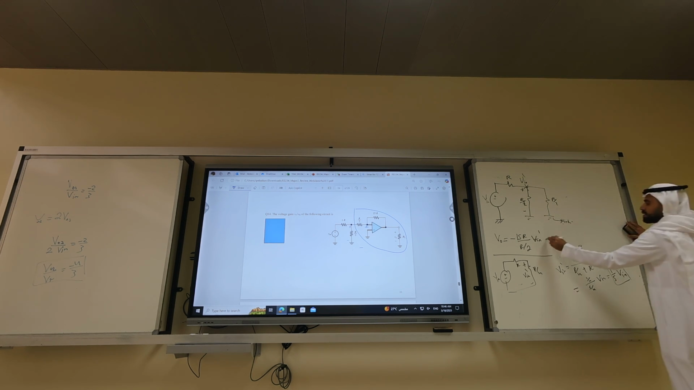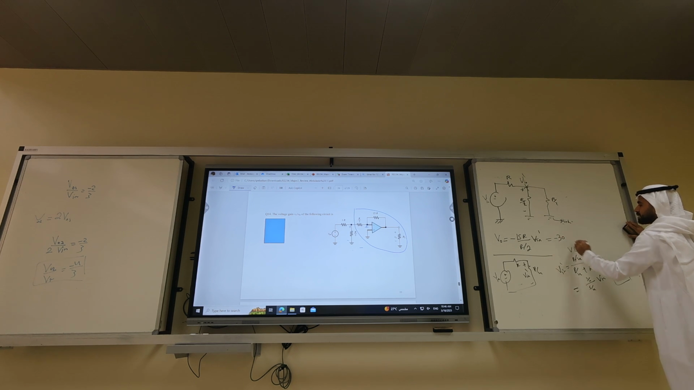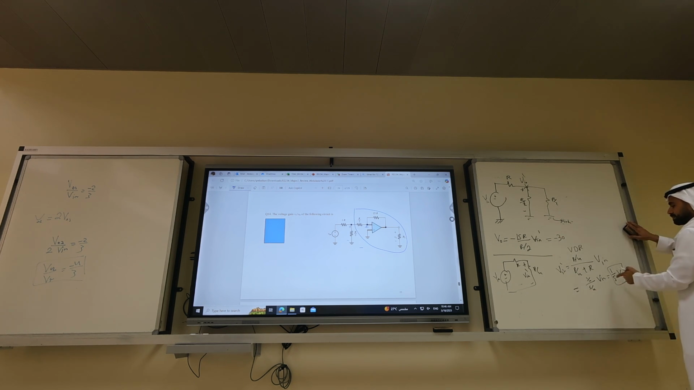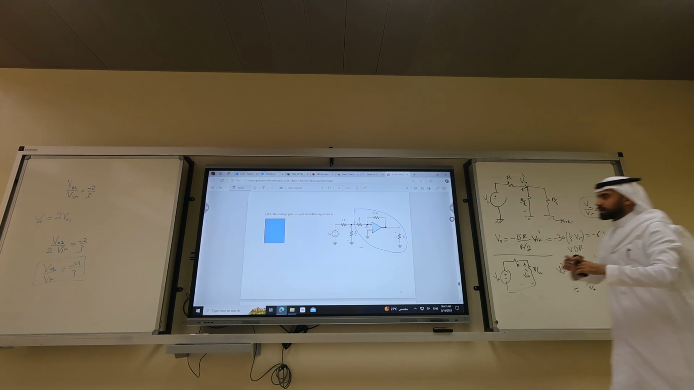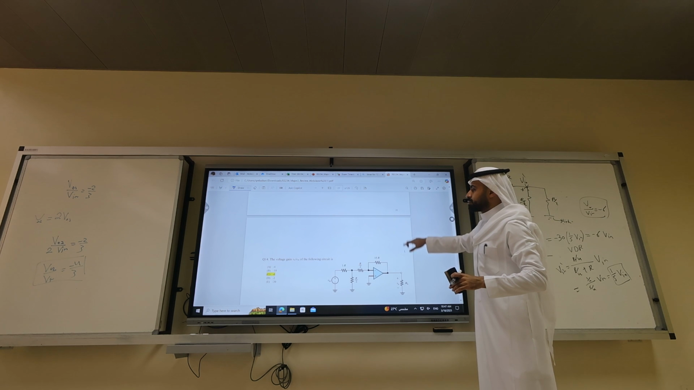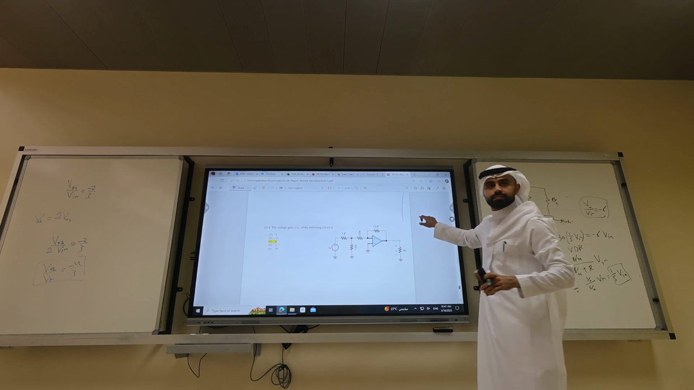This is equal to minus 30 V input prime, and V input prime is 1 over 5 V input, which is equal to minus 6 V input. So V output over V input equals what? I don't know, let's check. It's minus 6.